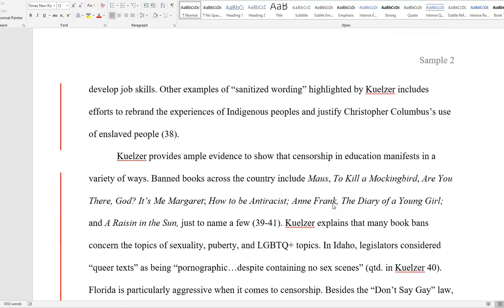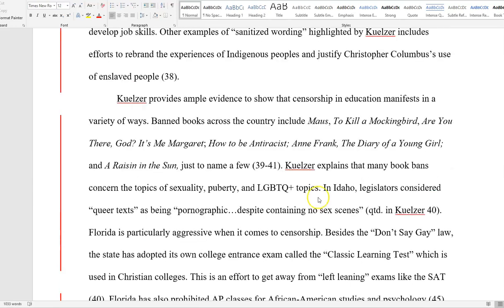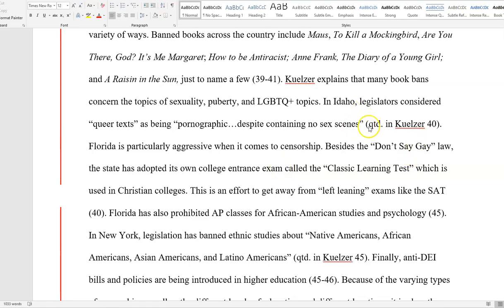Okay. Let me try to come up with a few more. If you have a page range, it looks like this. Notice that it's inside the period. It's the end of the sentence. Okay. We have another one where it was quoted.